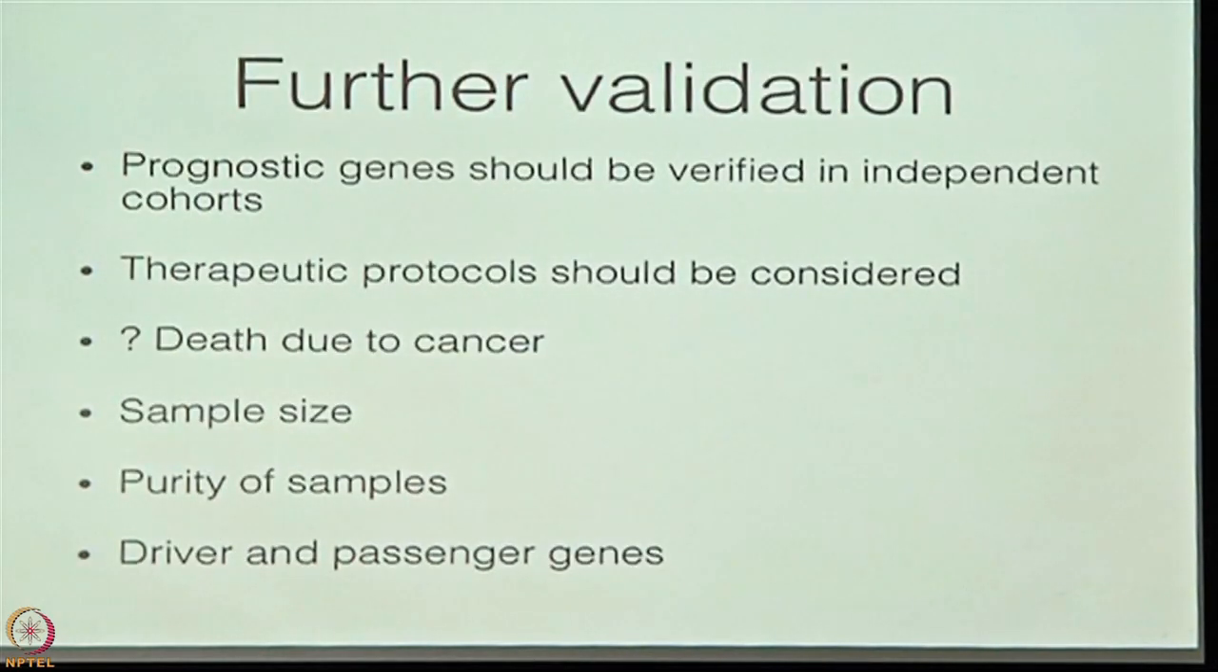A few points just to leave in your mind as I finish. These prognostic genes, as we heard in the morning, have to be verified in an independent cohort. Secondly, the death, which was a question that Joshua raised earlier, we are assuming that the death was due to the cancer, but we don't know. That data is not available.